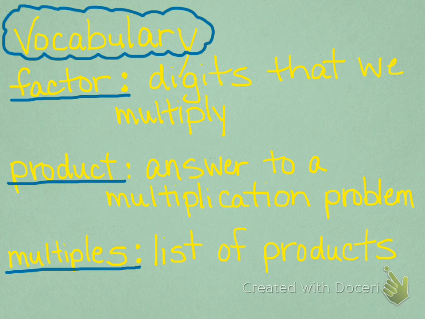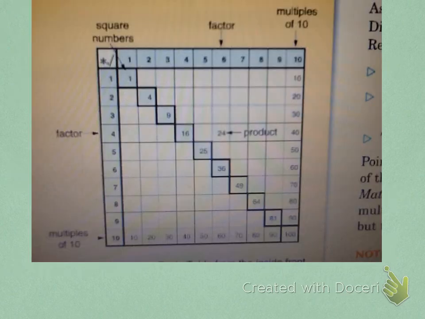And then we also have what's known as multiples. And I'm going to show you in detail what multiples are, but basically it's a list of products from a factor. So let's take a look.